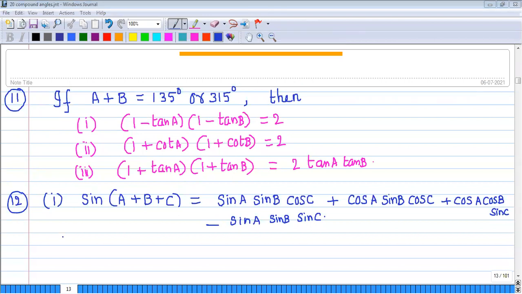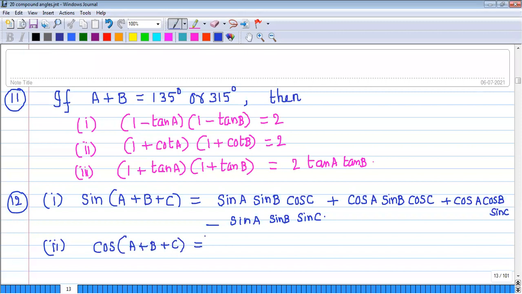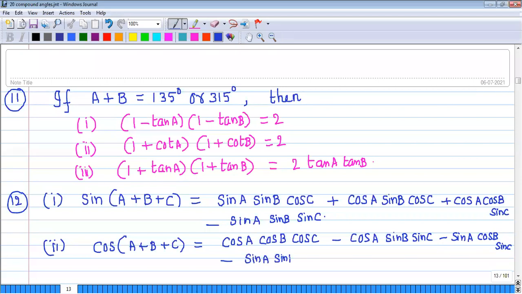Completed. Okay, next, second one. Cos of a plus b plus c is cos A cos B cos C minus cos A sin B sin C minus sin A cos B sin C minus sin A sin B cos C.